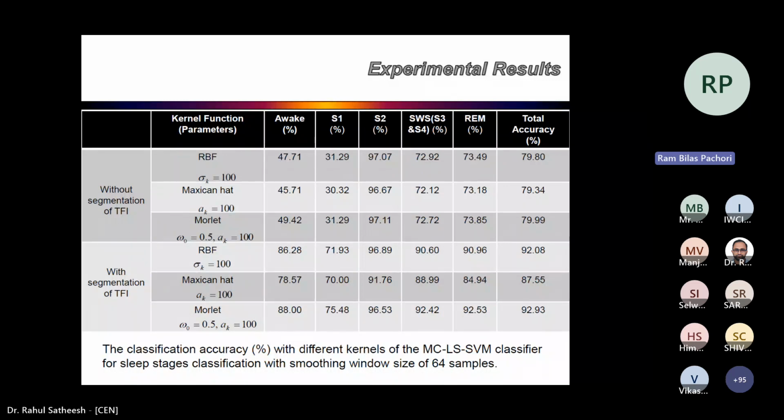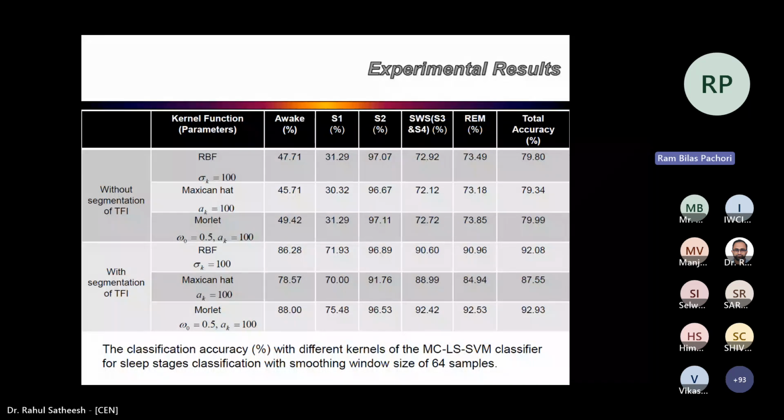For example, in the case of Morlet, without segmentation of time frequency image, you get 79.99% total accuracy. On the other hand, if you perform segmentation using this Morlet, the same kernel gives you 92.93% accuracy. So that is actually a huge improvement. This motivates us to use segmentation of time frequency image. Then more information and more features are available to classify, and the classifier is able to classify these classes in a better, more accurate manner.